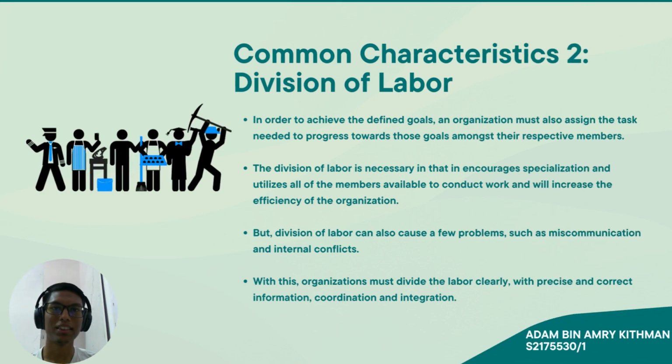All right. So the second characteristic of an organization is the division of labor. Once the members of an organization get together and create a goal, they must divide the labor and the tasks among themselves so that they know how to achieve those goals. So this refers to the process of breaking down complex tasks into smaller and more specialized tasks and assigning them to different individuals or groups within an organization.